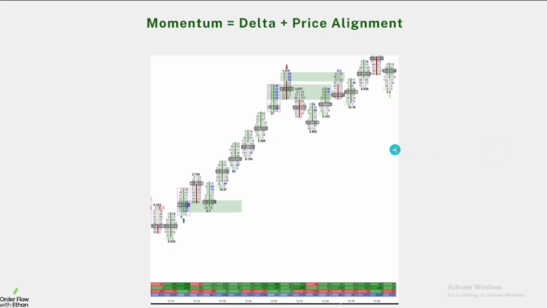So this is why it just wins. Momentum equals delta plus price alignment. So here, as you can see, delta just keeps on being positive and the market just keeps on going up with all these stacked imbalances. Okay, they're all happening and the market just keeps going up.